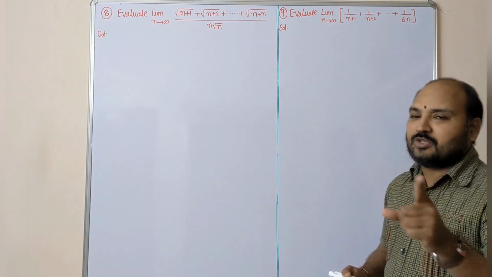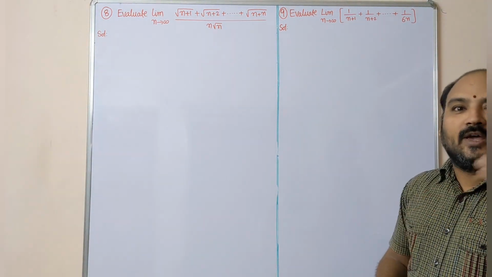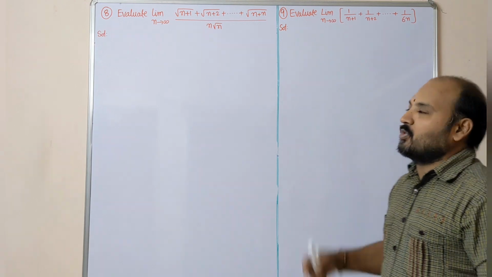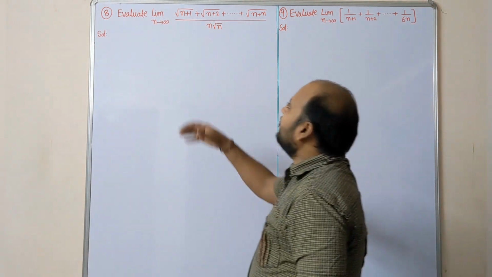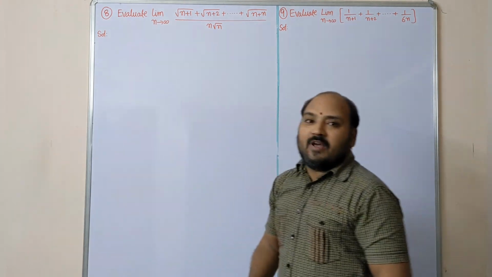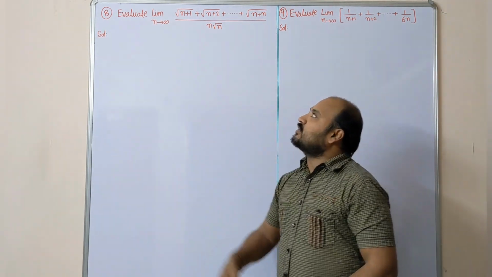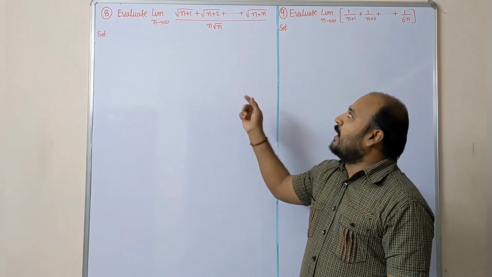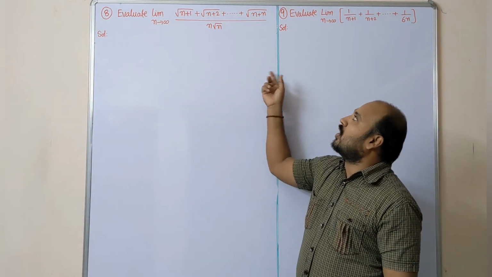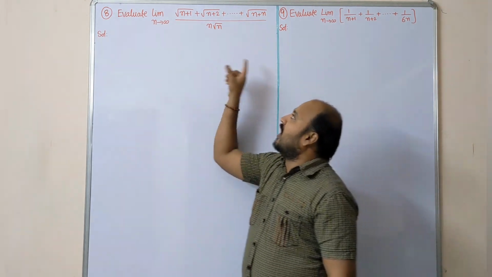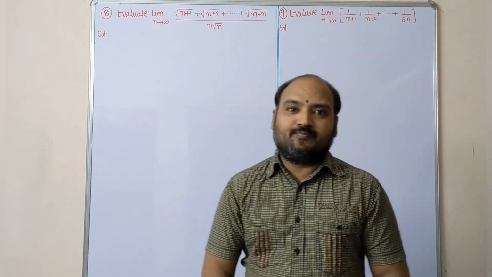In EAPCET, one such question will be there, in either TS or AP. This type of question we can expect in JEE Mains. Let us have a discussion of the question here. Evaluate limit n tends to infinity of root n plus 1 plus root n plus 2 plus and so on, root n plus n, by n root n.